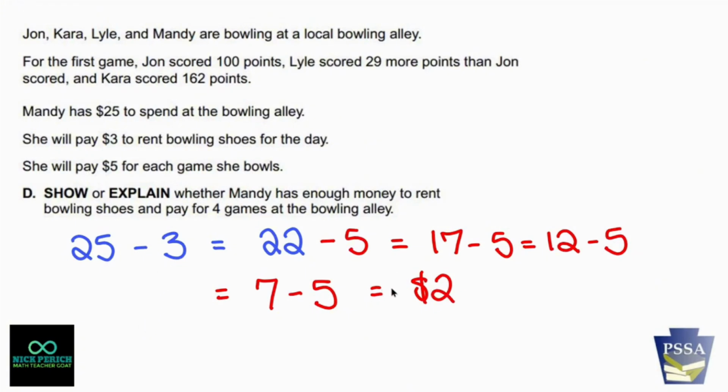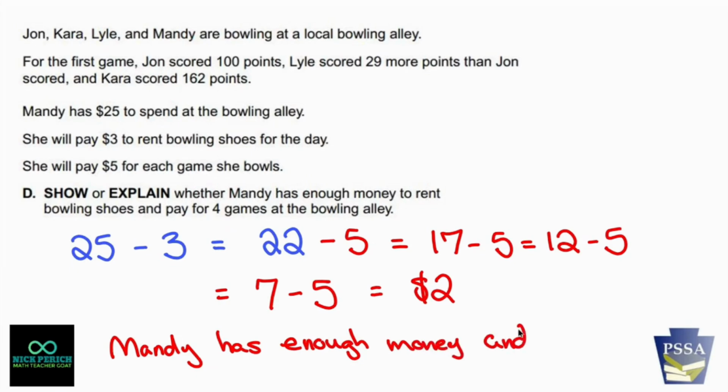So I don't need to explain my work. I just need to say that Mandy has enough money and she will have $2 left over. All right? That's the open-ended.